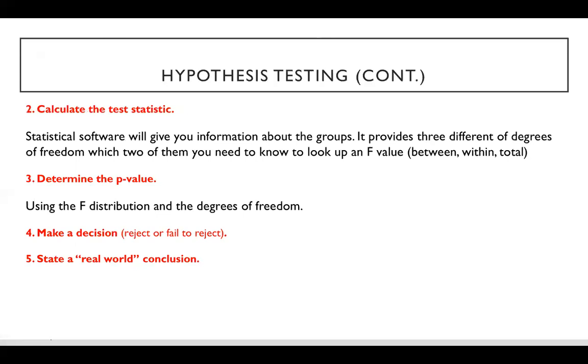Then once you have your test statistic, you can use the F distribution to determine the p-value, and the degrees of freedom will help you determine that as well when you're using the F distribution. Then decide whether to reject or fail to reject the null hypothesis, and finally state a real-world conclusion.